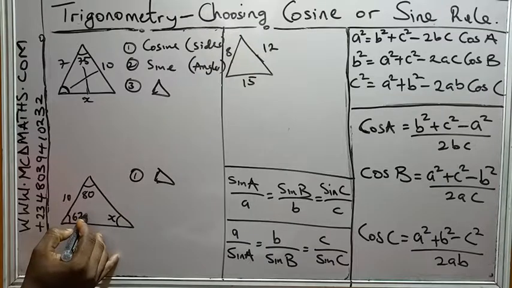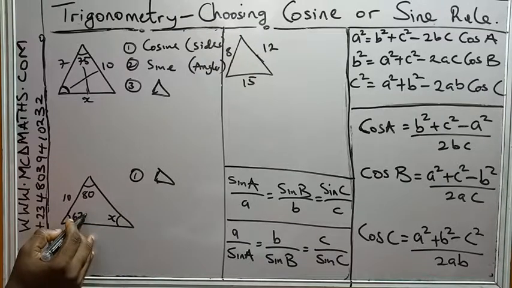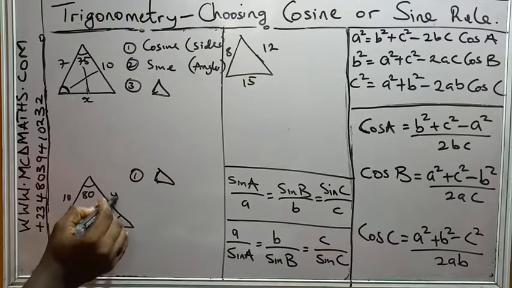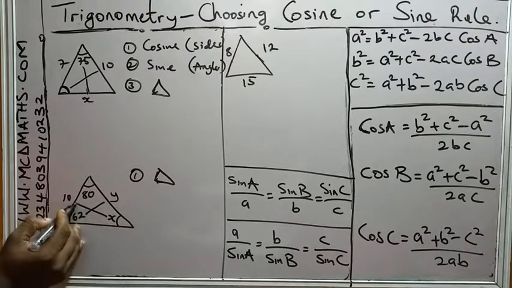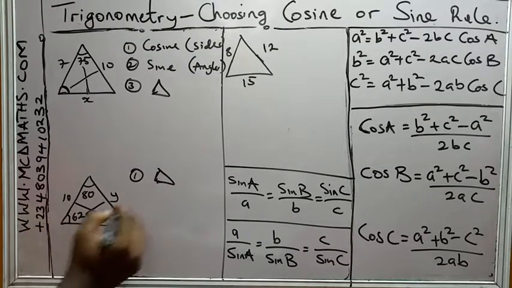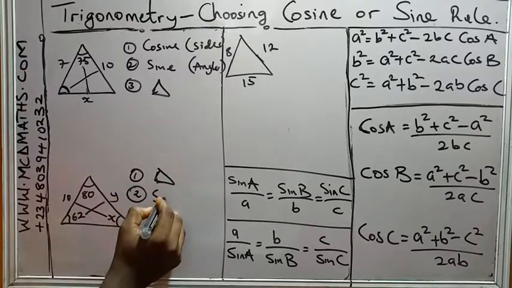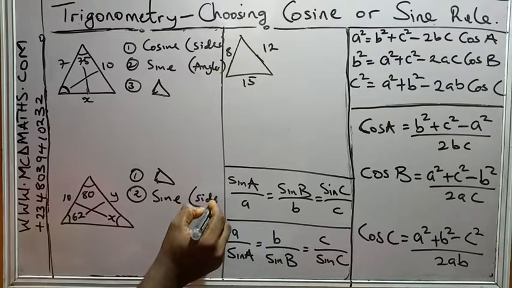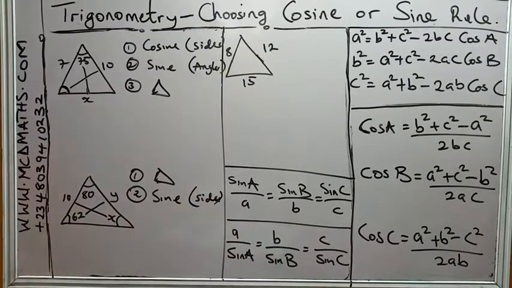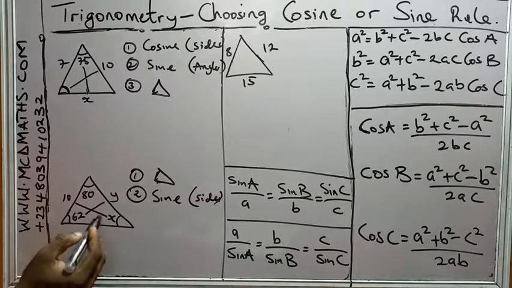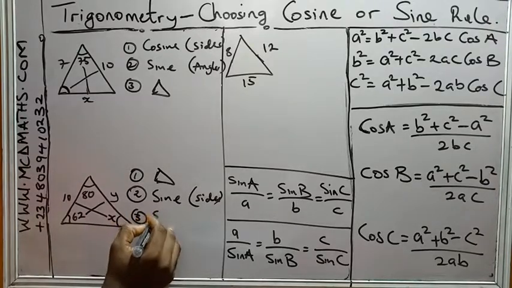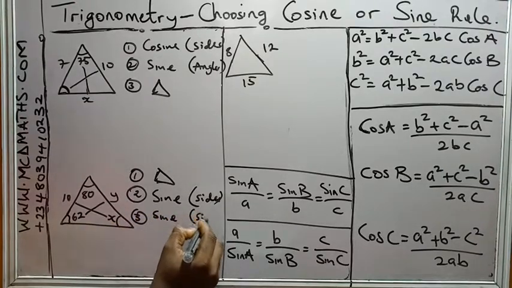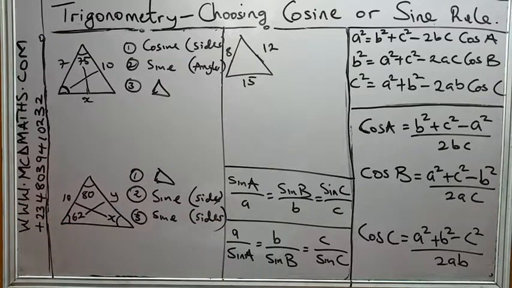If you're looking for this side, y, you know this angle, and you also know this angle and its side. That forms an x. So that gives you the sine rule. So with the sine rule, you're looking for a side, which is this. Once you've gotten that, you can also use the sine rule for this other one. That still forms another x. You use the sine rule again to get the other one. Sine rule for sides. Okay, that's that.